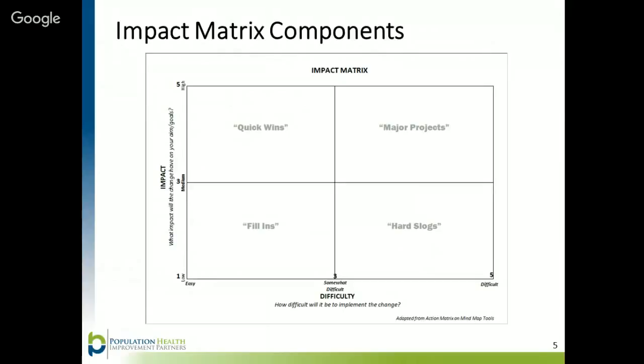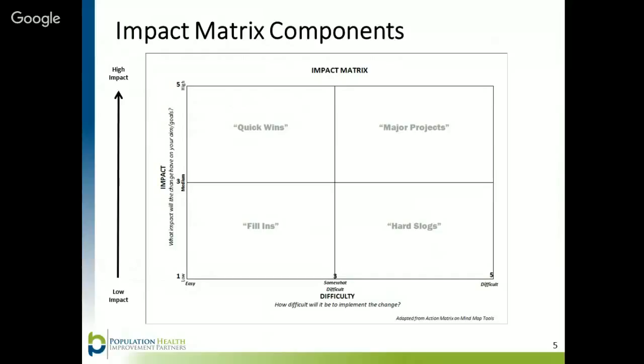The vertical side of the matrix measures impact. Think of this on a scale from 1 to 5, 1 being the lowest amount of impact and 5 being the highest amount of impact. The greater the impact your team feels the idea will have, the higher the change will go in the matrix. The lower the impact, the lower the change will go.